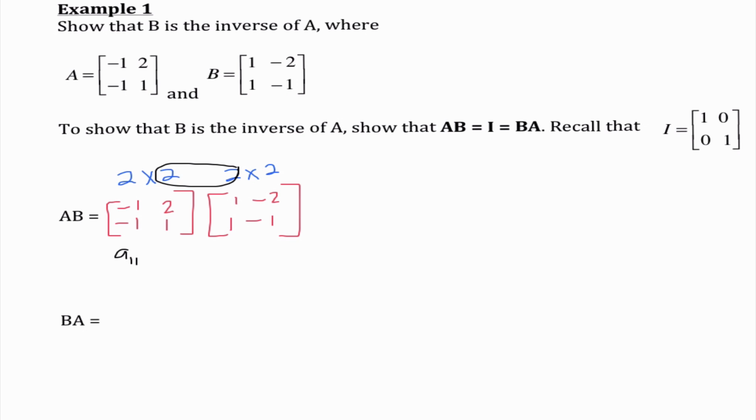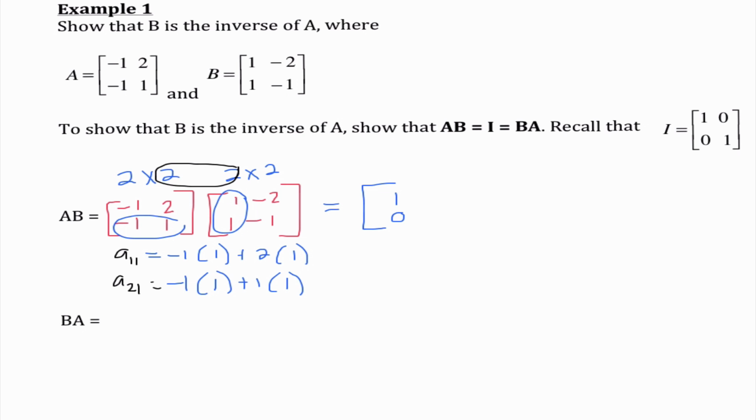So A sub 1, 1. I'm going to circle like we did last time, but just to review, A sub 1, 1 means row 1 times column 1. So I'm just going to circle row 1, column 1. That is going to be equal to -1 times 1 plus 2 times 1, which is 1. Next, I want to find A sub 2, 1. Once again, that means row 2, column 1. So row 2 times column 1, and I would get -1 times 1 plus 1 times 1, which is 0.